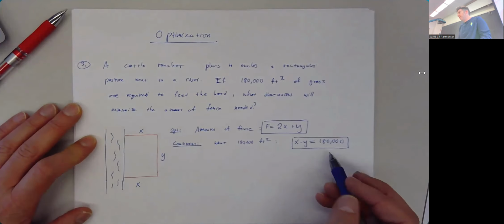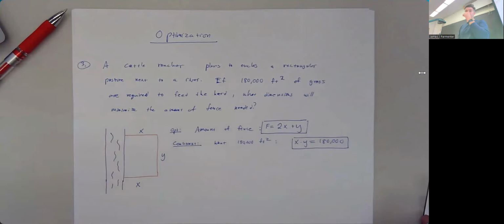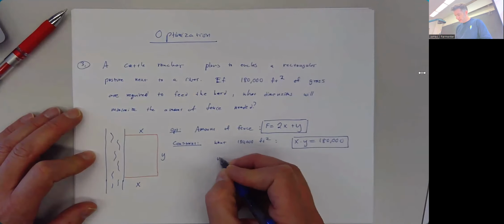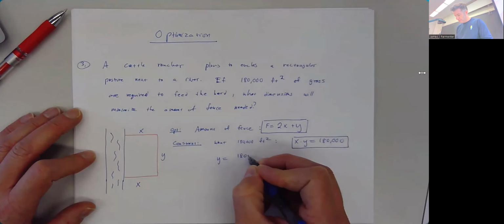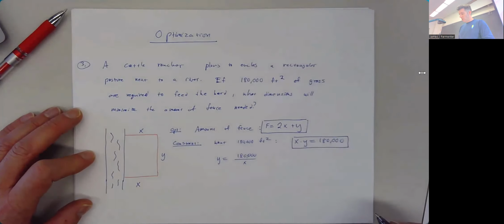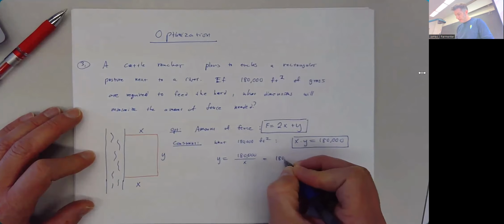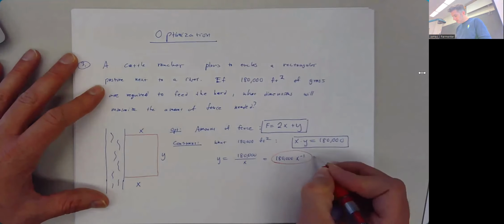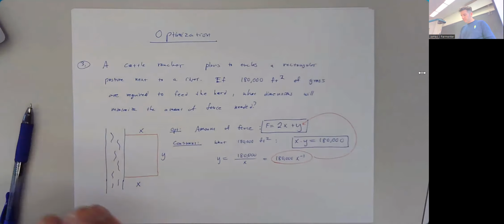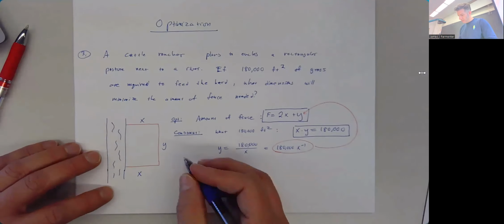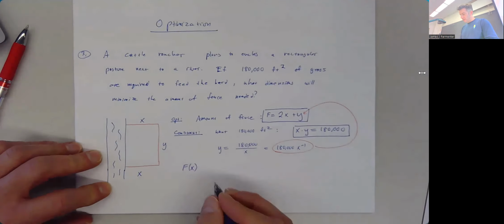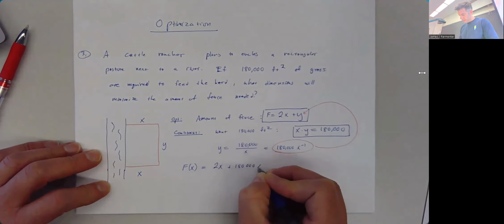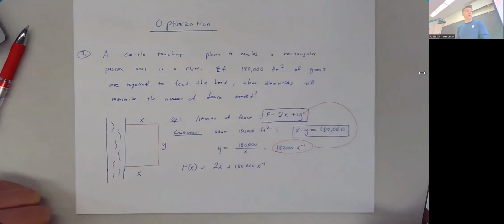So take your pick. Usually, you should try to make the choice that's going to make life easier for yourself. I think it's pretty similar here, so I'm going to solve for y. So y is going to be 180,000 divided by x, or if you prefer, 180,000 times x to the negative first. And then we're going to substitute that in for the y in our equation right there. So now our fence equation as a function of just x is going to be 2x plus 180,000 times x to the negative first.